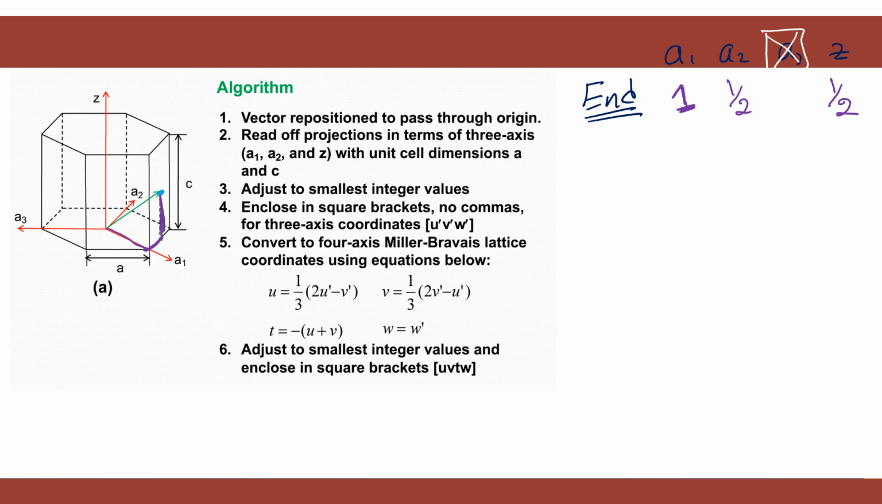We are ignoring A3. I told you we ignore the A3 at the beginning. So we go along A1, A2, and C. Same thing that you have done for the cube. So you can reach the end point just by going 1 along the A1, half along the A2, and half along the Z. So what is our point? What are we trying to find? You are going to write the Miller index of this one here.